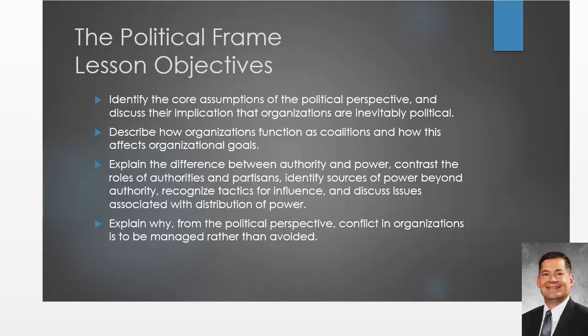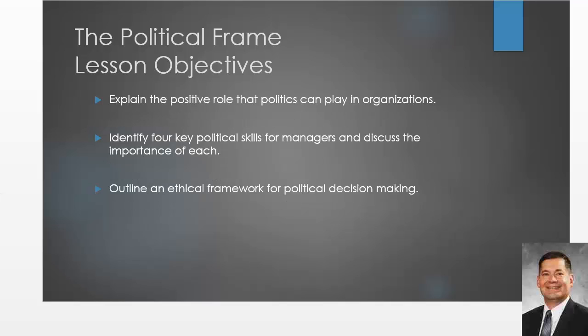We'll also have a lesson objective that looks at coalitions, how that affects organizations, get into some definitions between authority and power and the roles of authorities and partisans, and then look at sources of power beyond vertical authority. And then once we move from there, we'll start looking at conflict, which I alluded to or discussed briefly before, but how you manage that instead of avoid that in a constructive way.